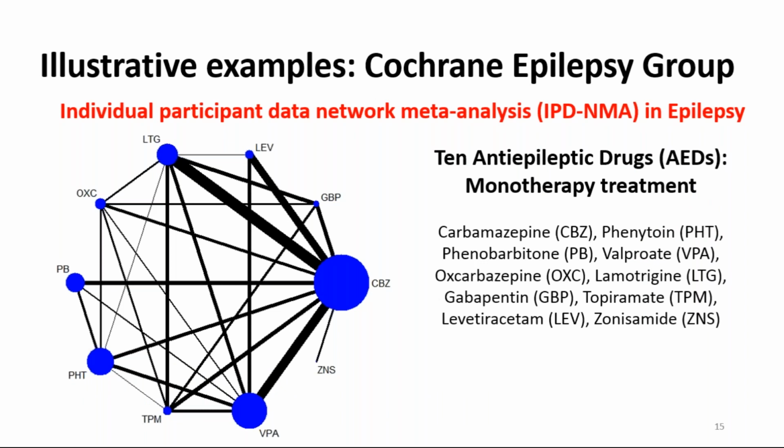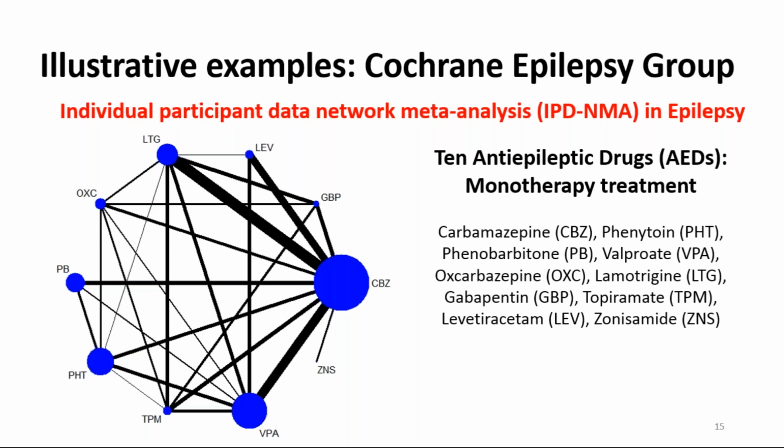So now I'm going to speak about some of the examples that I've worked on in the Cochrane Epilepsy Group. And this is the network diagram of a large IPD network meta-analysis in epilepsy. And just to talk through this plot, here we have 10 different anti-epileptic drugs which are used in monotherapies. This is single therapy treatment. So these are the drugs that would be on offer to a patient who has recently been diagnosed with epilepsy.